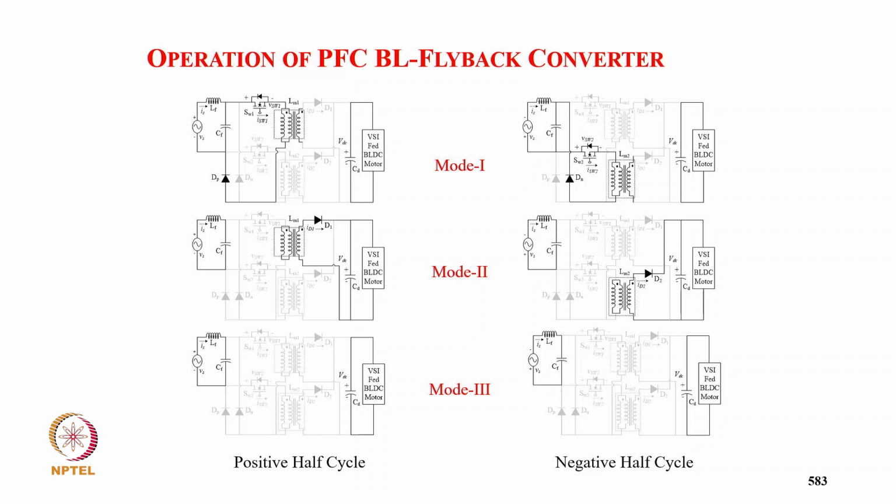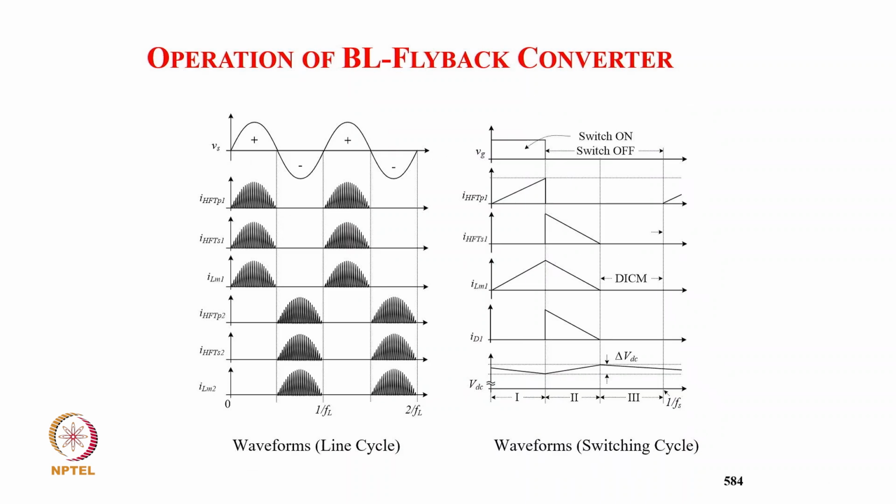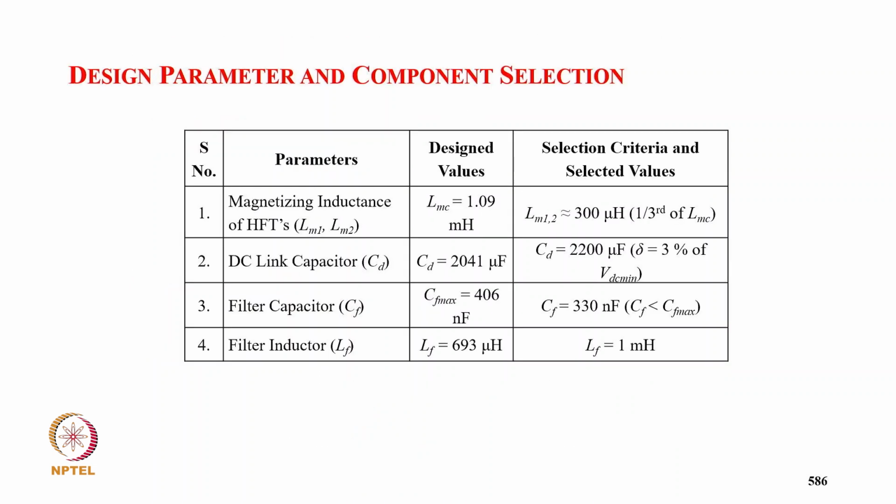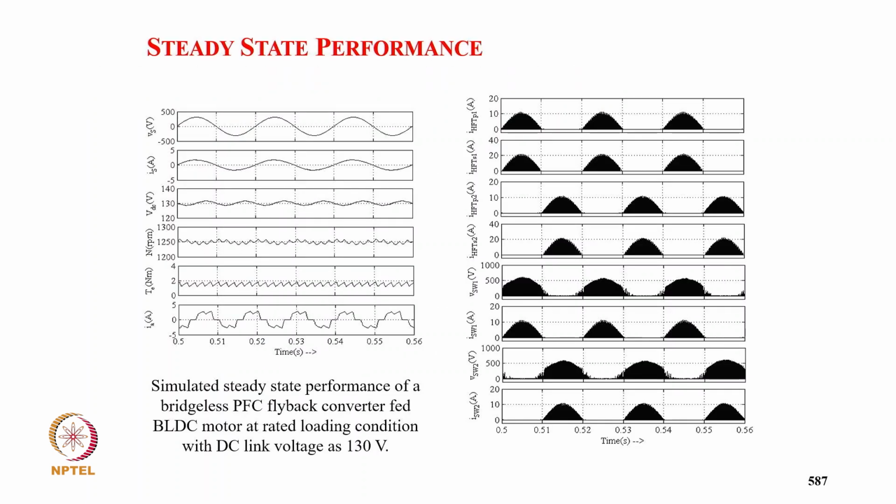And the modes for the positive half cycle are diode conducting, device conducting, diode conducting, and none of the two conducting. Similarly for the negative half cycle converter, and you can see the waveforms, how they really are for the magnetizing inductance, also in discontinuous mode, and the calculation. So we get 1 millihenry input inductance, we select 3 microhenry, and the DC link capacitor 2041, and filter capacitor of 330 nanofarad, and then the input inductor 690.92.8 microhenry. And these are of course the parameter design values and selected values.